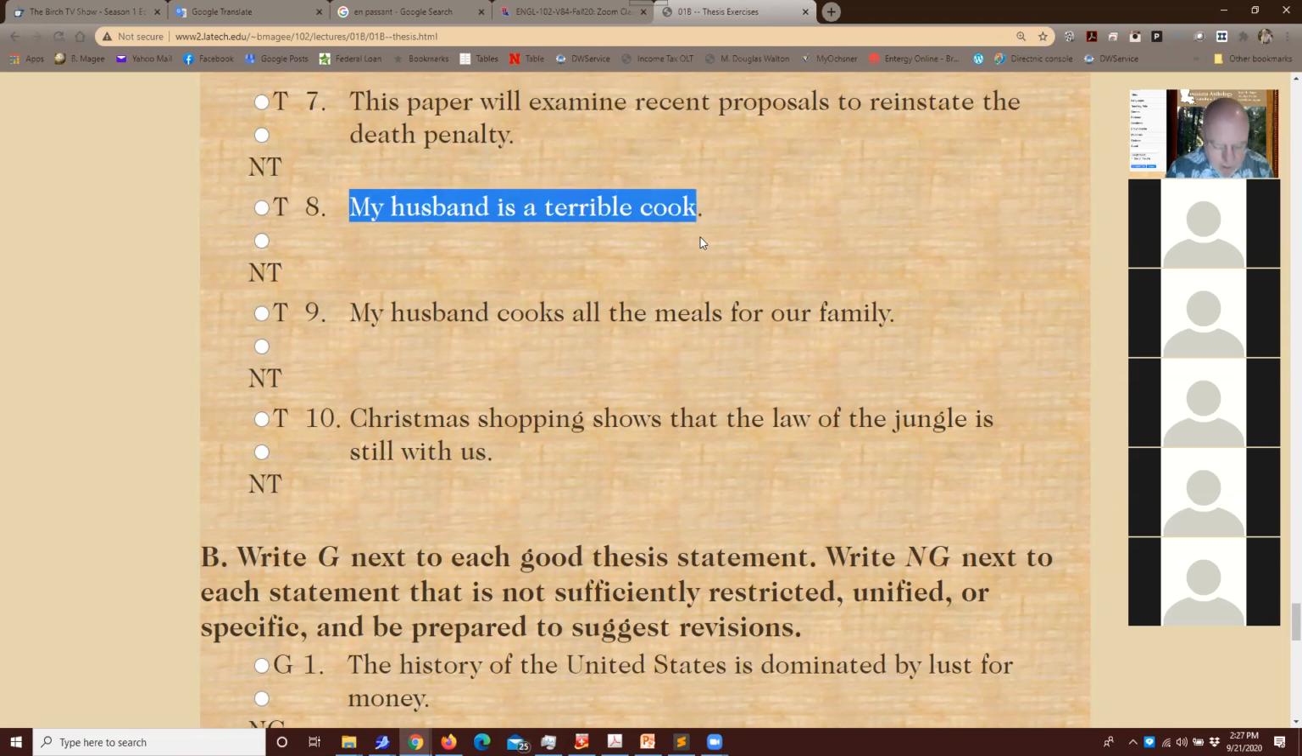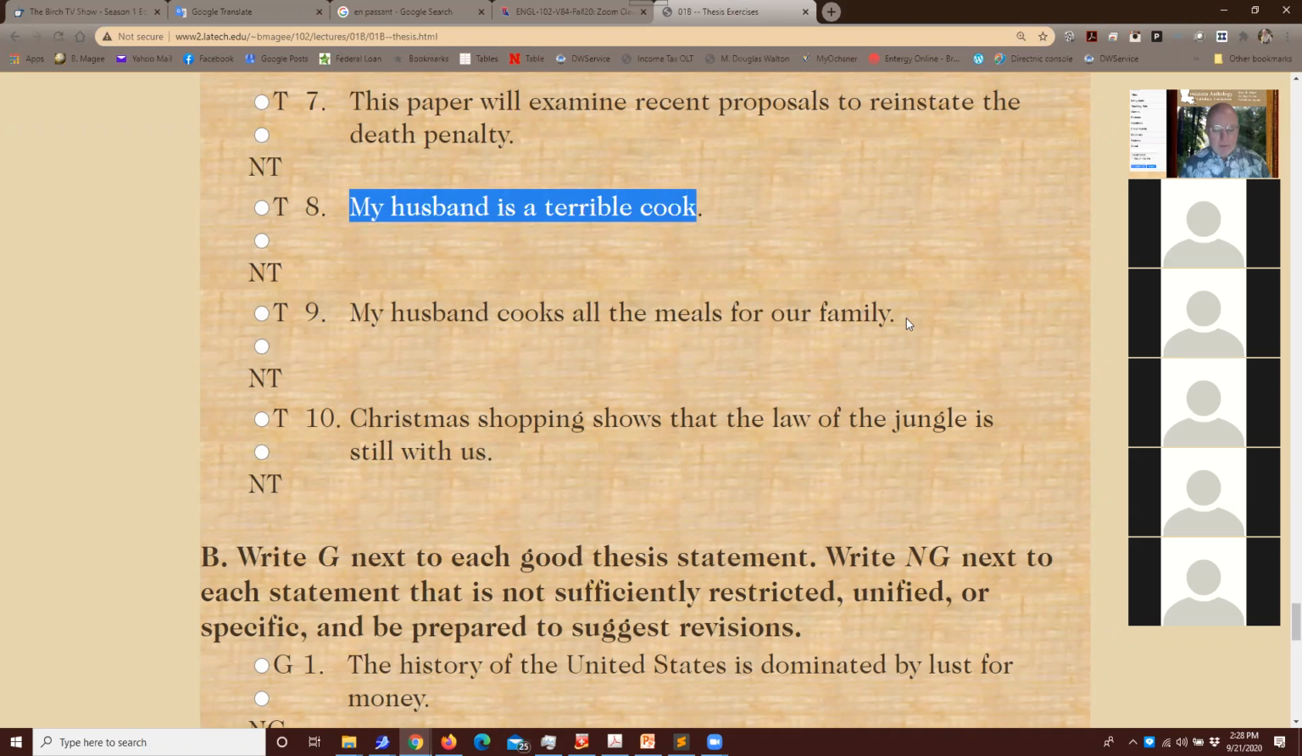All right, Hyde is not here. Jones. "My husband is a terrible cook," and I do not think that is a thesis statement. Is it a simple declarative sentence? Yes. Is it an opinion about somebody? It is. Yeah, so that would be a thesis. The dog might like the cooking just fine.